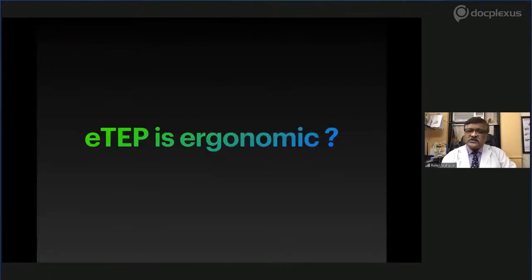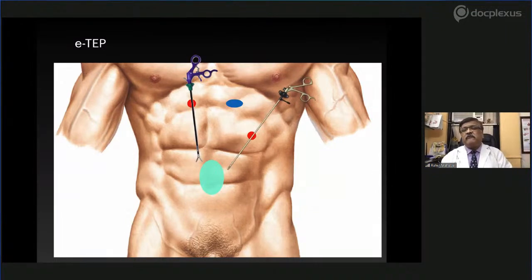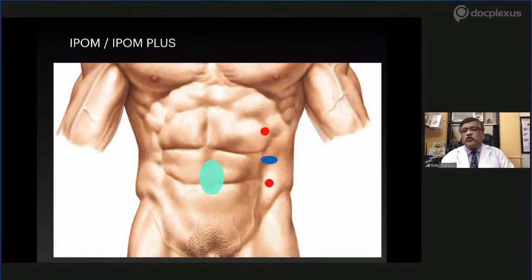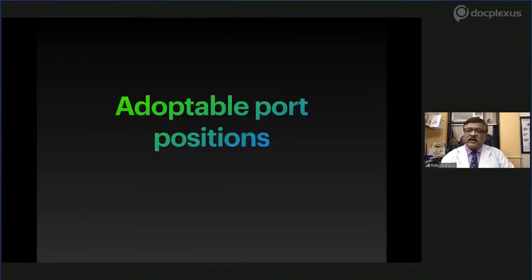Now the question comes: is the E-TEP ergonomic? If you see the midline hernias, mainly the umbilical hernias, if you go from the epigastrium, these two instruments form the proper angulation and ergonomics to close the defect in the midline. As compared to IPOM, where usually the ports are on the lateral aspect of the abdomen, even though we are dissecting the plane, the suturing still becomes very difficult. So ergonomics is well maintained in case of an E-TEP.